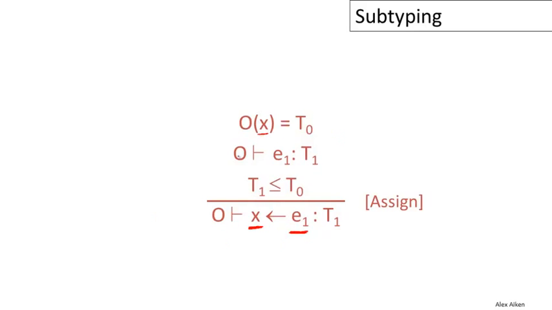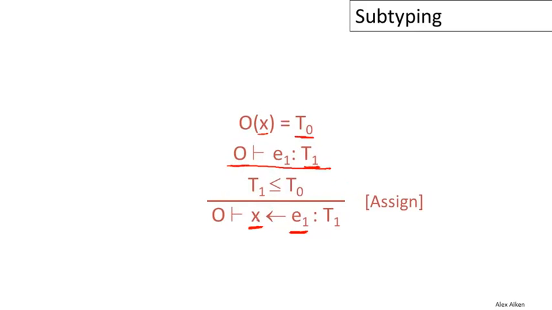Well, first of all, we have to look up the type of X in the environment, and we discover it has some type T0. And then we type check E1 in the same environment, so the set of variables here is not changing. And so we type check E1 in environment O, and we get some type T1. And now what has to be true for this assignment to be correct?